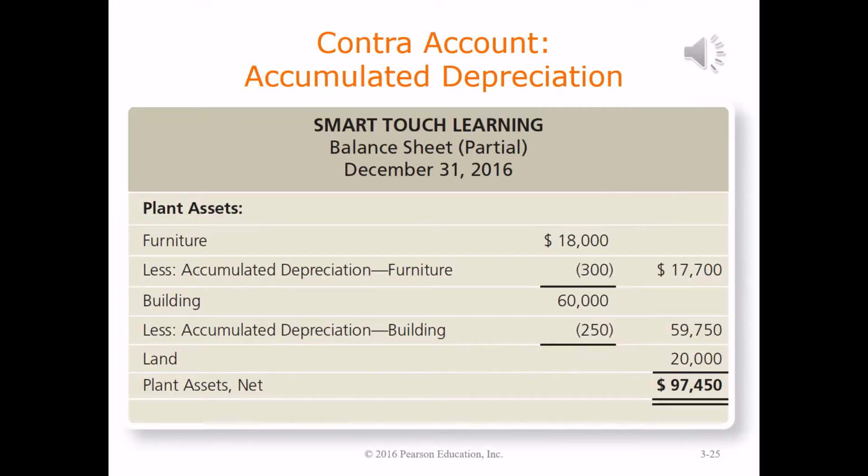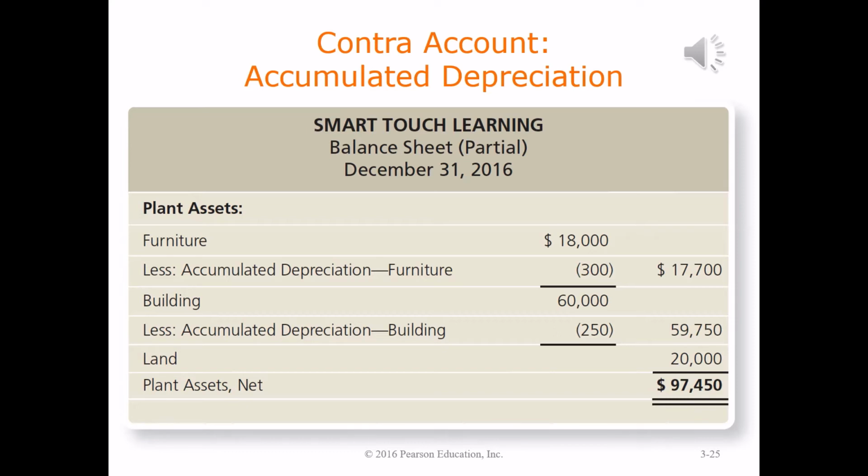Here you can see a section from Smart Touch Learning's balance sheet. This is just part of the asset section on the balance sheet. In this PowerPoint, we've introduced a new type of account, a contra account. A contra account is an account that has a normal balance opposite of the other accounts in that account category. Remember that we've said that all assets have a normal debit balance? That was true until now.